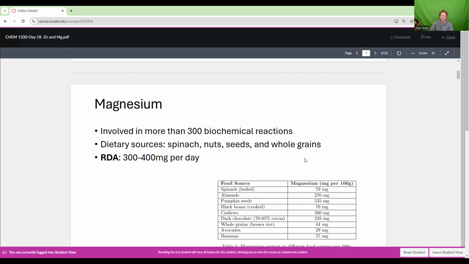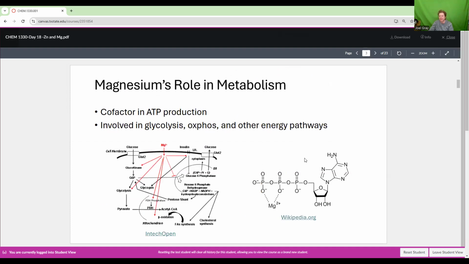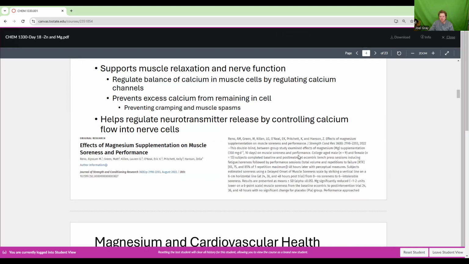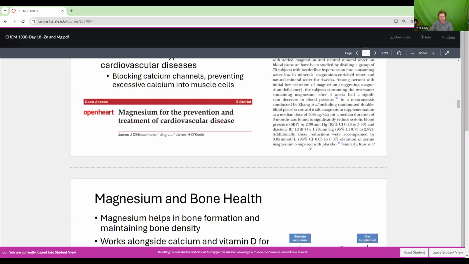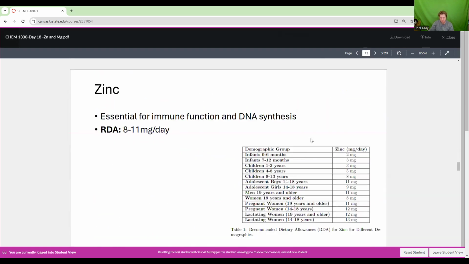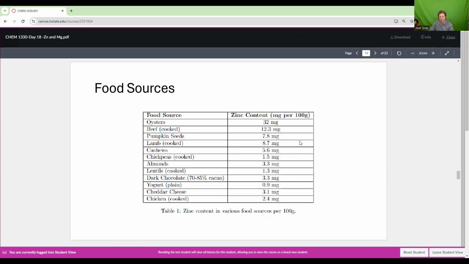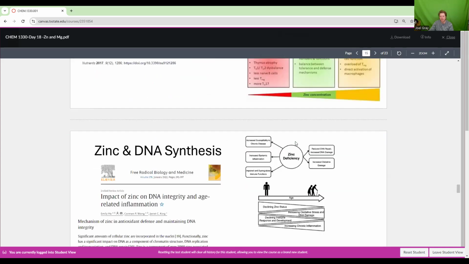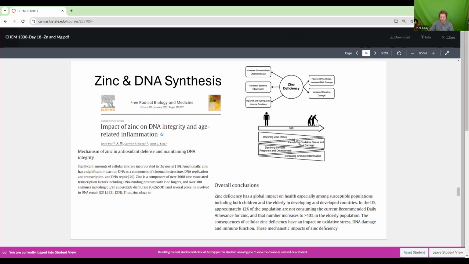Well, magnesium is used in tons of different biochemical reactions. It stabilizes ATP, your body's energy currency, and it's also involved in helping regulate calcium flow into nerve cells as well as into muscle cells. And we talked about different supplemental forms of magnesium as well as zinc. Zinc is involved in immune function and DNA synthesis, and zinc is something that basically helps stabilize DNA.